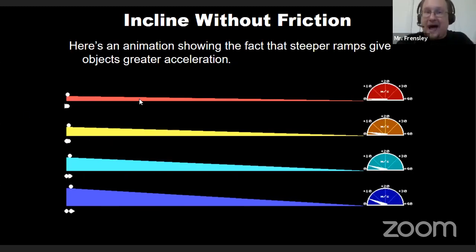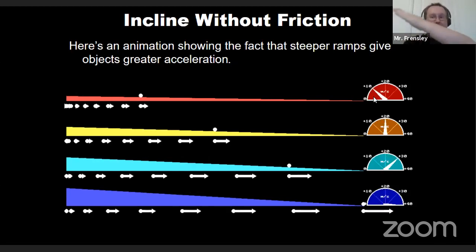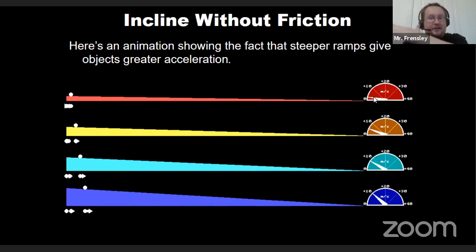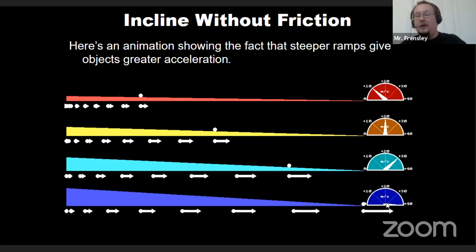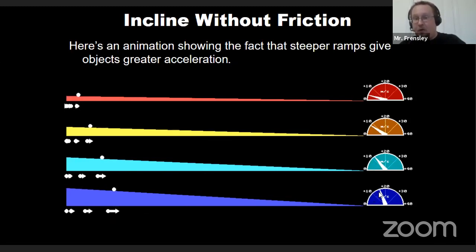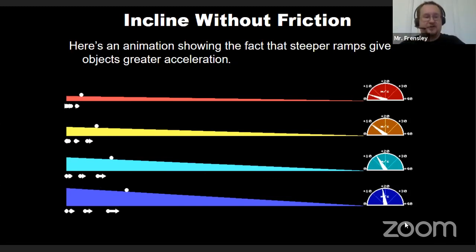So this ball does not have much acceleration. Look at his little speedometer. The needle does not move very much. Low acceleration means that the needle doesn't move very rapidly, but the blue one is steep, so his speedometer goes up very, very rapidly. That's all acceleration really is. Acceleration is just how rapidly your speedometer needle changes, right?